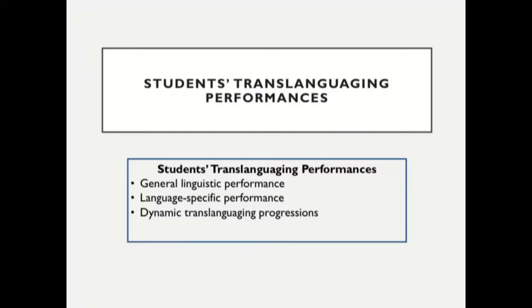So going to this component of our framework, the first one is the students' translanguaging performances. As I said, it has three within it: the general linguistic, language-specific performance, and the dynamic translanguaging progressions. So first of all, what is this construct, this idea? It is bilingual speakers showing what they can do and deploying any of the features in their language repertoires to accomplish language and content-specific skills or tasks. So it's general linguistic performance using the full features of students' linguistic repertoire. So let me give you an example.